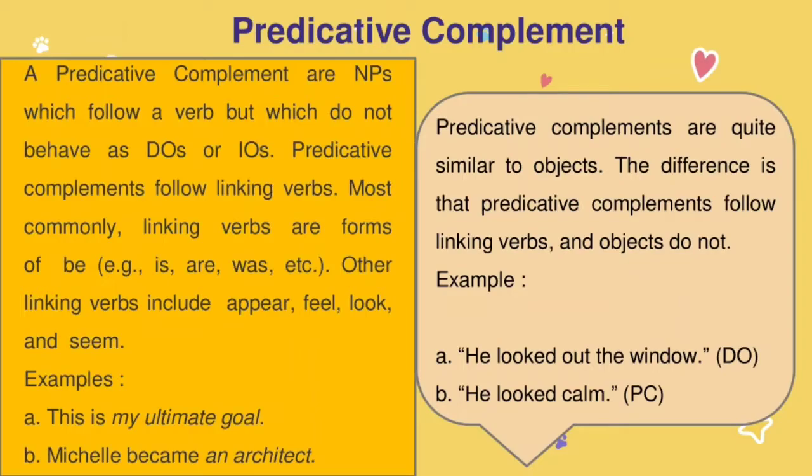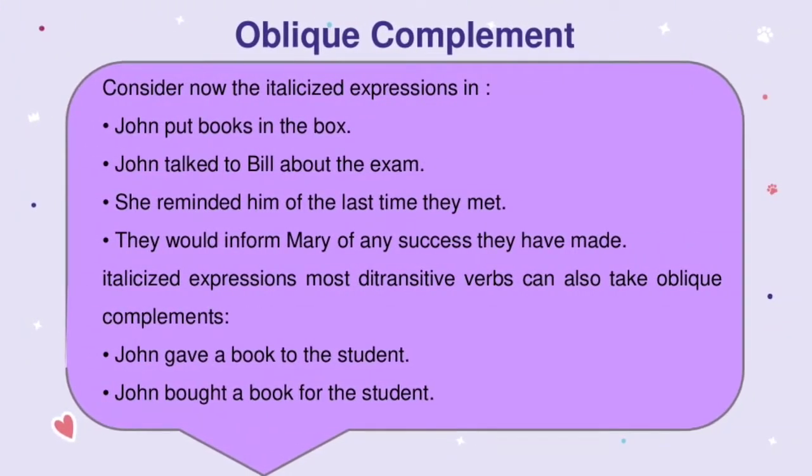Dan selanjutnya akan dijelaskan oblique complement. The oblique object is complement of preposition. The oblique object or NP is directly dominated by PP. The oblique is complement of the preposition and hence it functions as an argument of the verb.